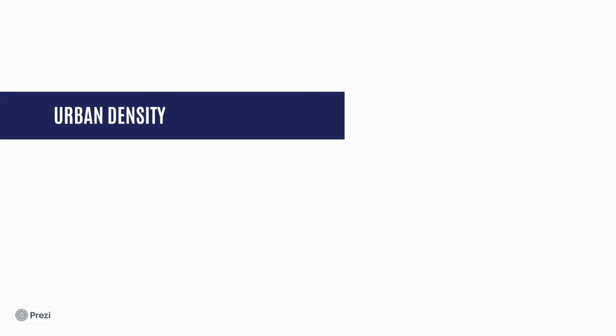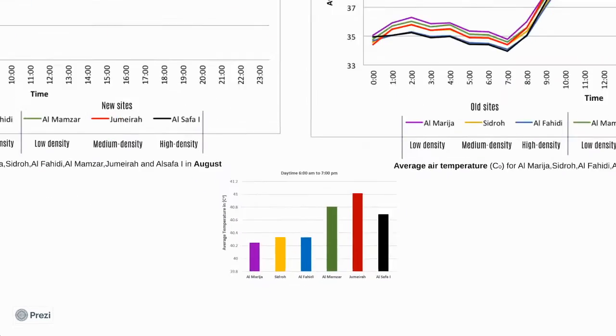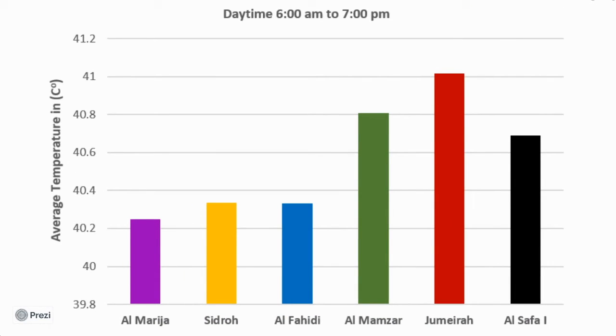Coming to the results of the urban density, we can conclude that in August and April, the average daily temperature or the peak hours temperatures are increasing with the increase of the urban density in both categories, except for the modern high density urban form, as could be noticed in the graph.